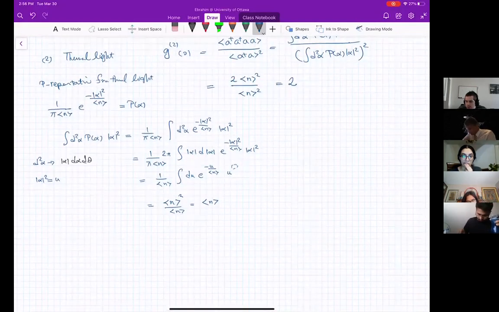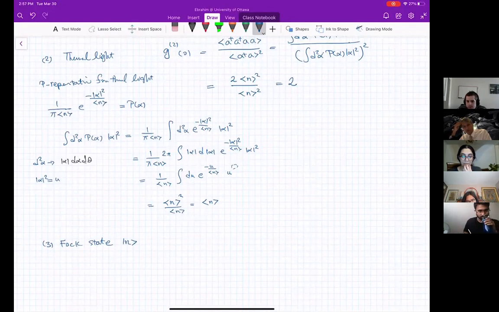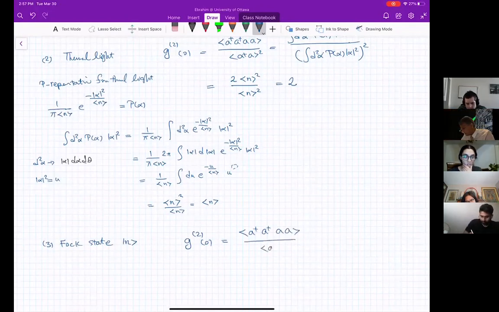Now, let's do the calculation for the case of the Fock state of n. Good. Anyone want to give me a hint? I want to calculate the G2 function at 0, which is a dagger a dagger a a divided by a dagger a power of 2. So, anyone? No thought? Do I know the P representation for the Fock state?